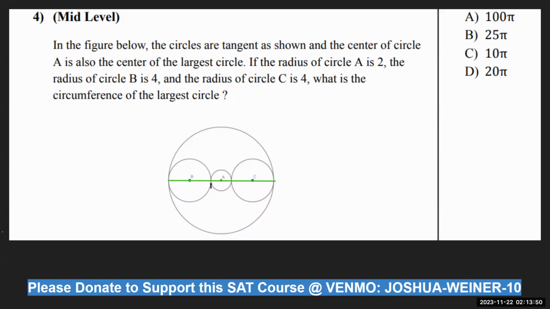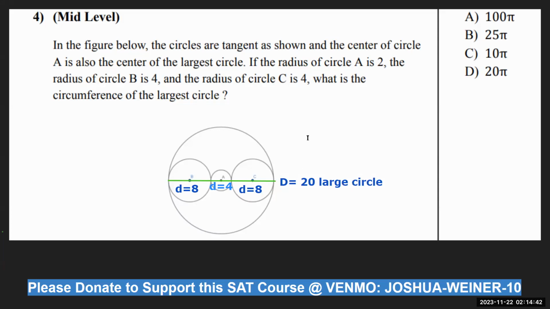Since the radius of A is 2, the diameter equals 4. That's for the centered circle. For circle B, the radius is 4, so the diameter is 8. For circle C, the radius is also 4, so the diameter is 8. To travel across from left to right along that green diameter, we go 8 units, another 4 units, and then another 8. So the large diameter, big D, is 8 plus 4 plus 8, that's 20 for the large circle.